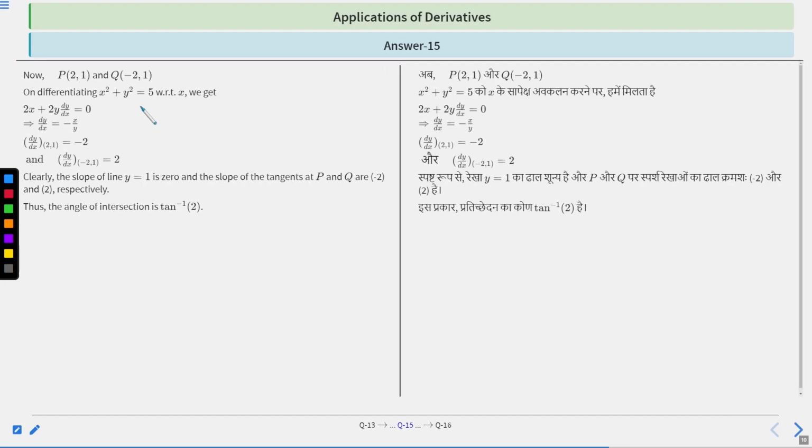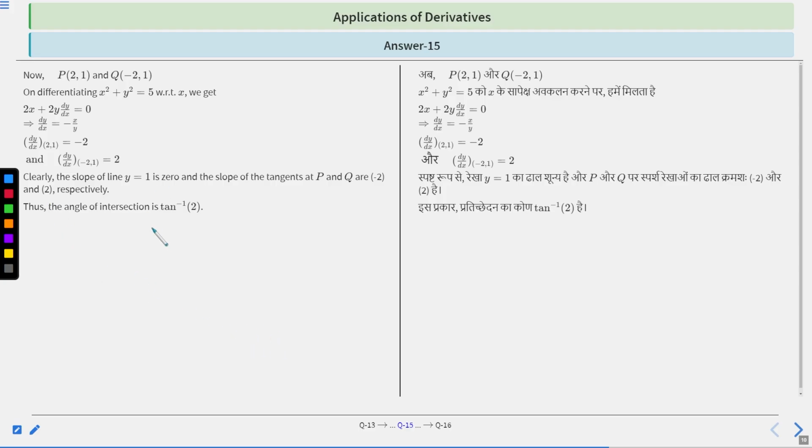Now, on differentiating the curve x² + y² = 5 with respect to x, you will get 2x + 2y dy/dx = 0. Therefore, dy/dx = -x/y. Now, dy/dx at point (2, 1) is -2, and dy/dx at point (-2, 1) is 2. Clearly, the slope of the line y = 1 is 0, and the slopes of the tangents at P and Q are -2 and 2 respectively.